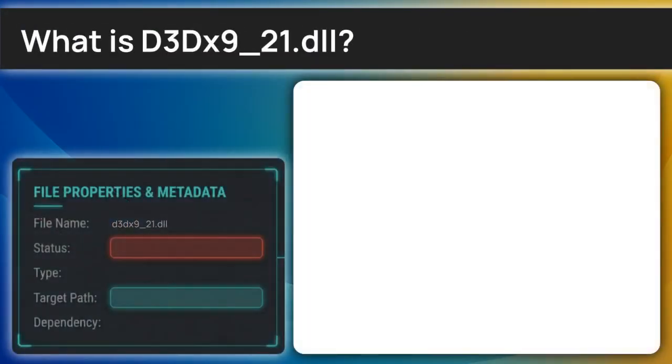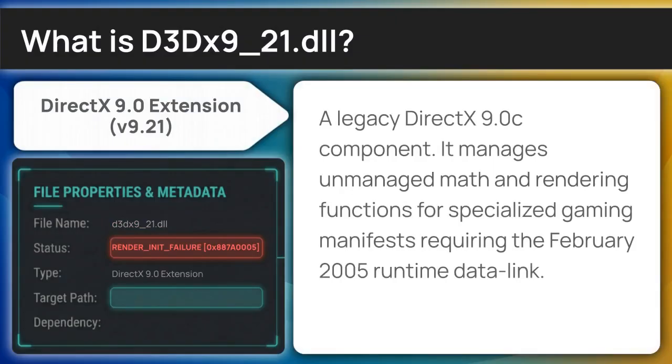This is the DirectX Update 21, a legacy DirectX 9.0c component. It manages unmanaged math and rendering functions for specialized gaming manifests, requiring the February 2005 runtime data link.